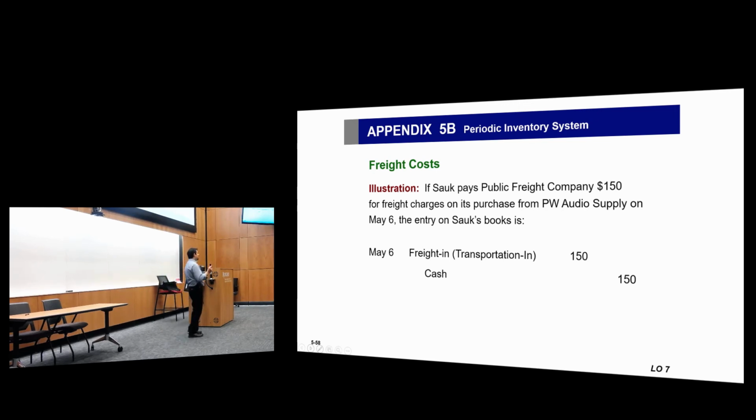Instead of thinking about it from the inventory perspective, here you call it the way you see it. You purchase certain merchandise, you debit purchases. You pay for shipping, so you debit freight in account, okay? And then you credit cash. When we were using the perpetual system, the company actually debited inventory because it was added to the cost of inventory.